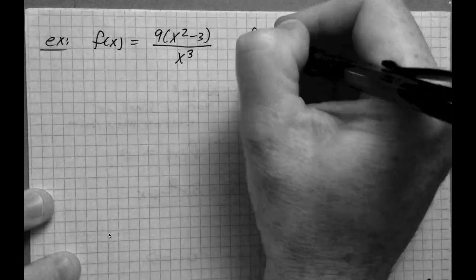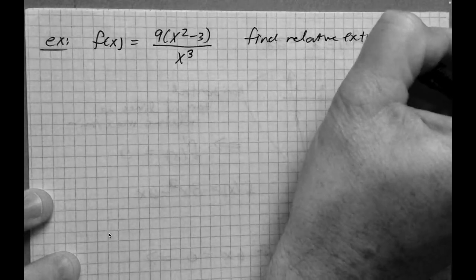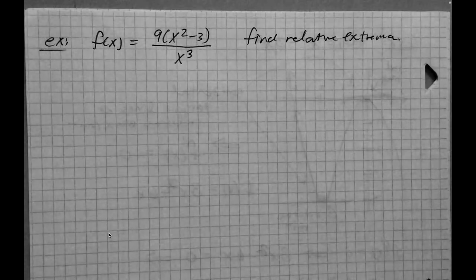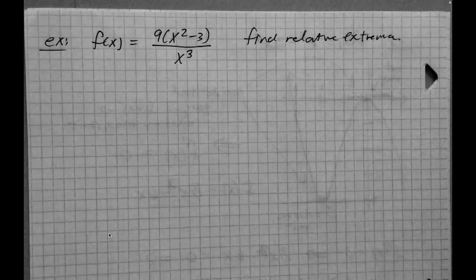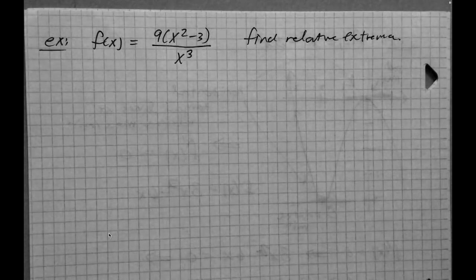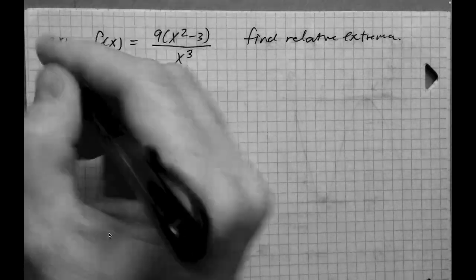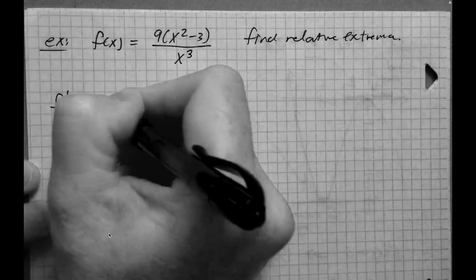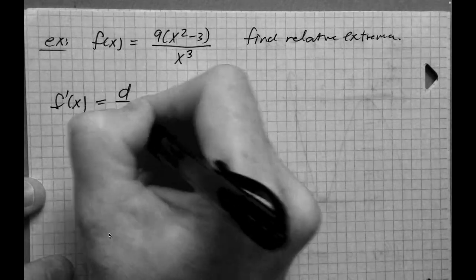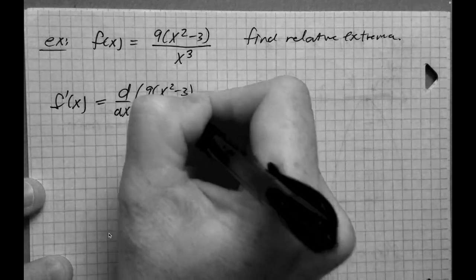Okay, so find relative extrema. Okay, so find whatever the peaks and find the valleys. So this time we're not going to graph it. We're going to just try to calculate it. We're going to try to figure out where they would be based purely on the derivative. And so let's calculate the derivative of this function. So d dx of 9 times x squared minus 3 over x cubed.